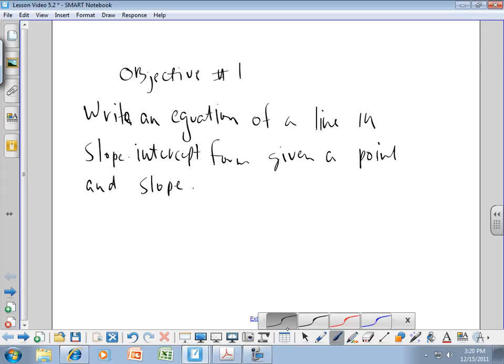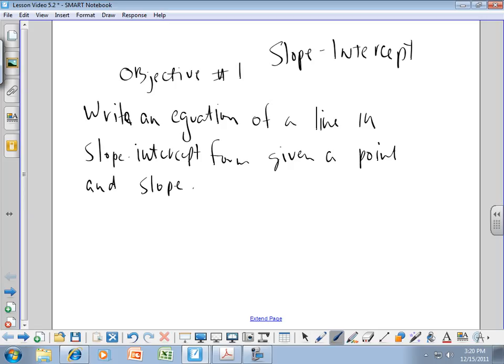All right, hi there. This is Mr. Bauer again, and we're talking again about slope-intercept form, trying to write equations in slope-intercept form.